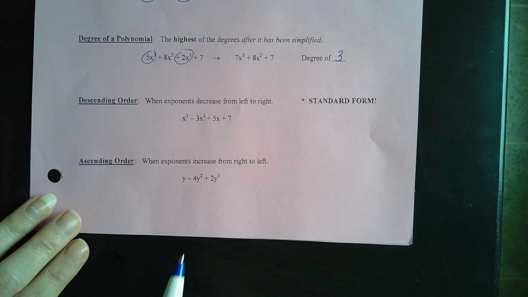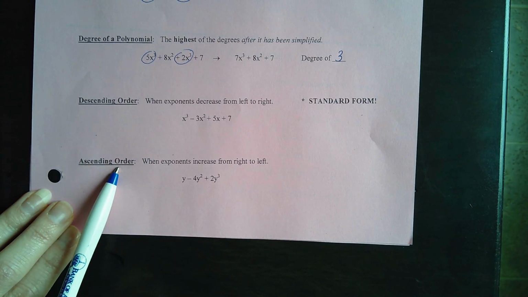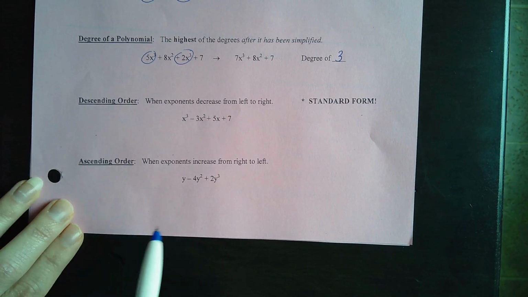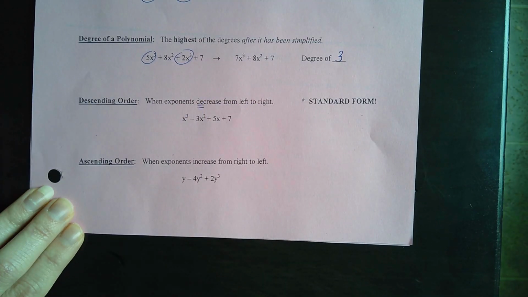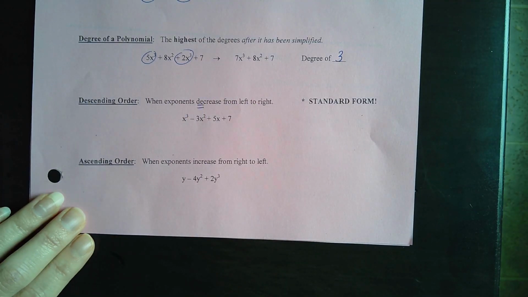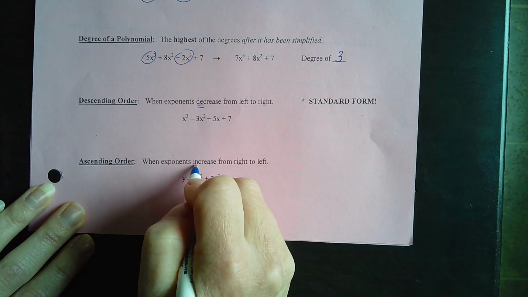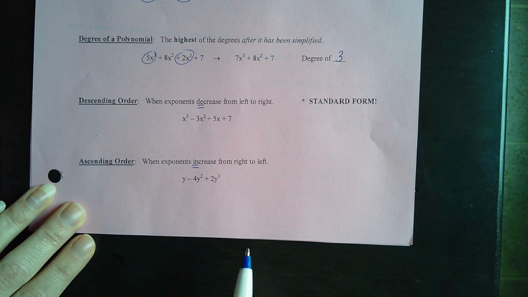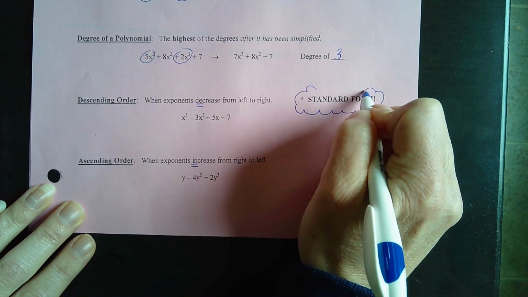Sometimes you are asked to write a polynomial in descending order and sometimes in ascending order. Descending order starts with DE, so that might help you remember. We have to decrease our exponents going left to right. Ascending is when we're increasing going from left to right. This here is very important.